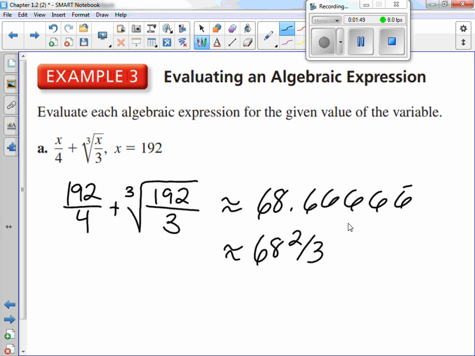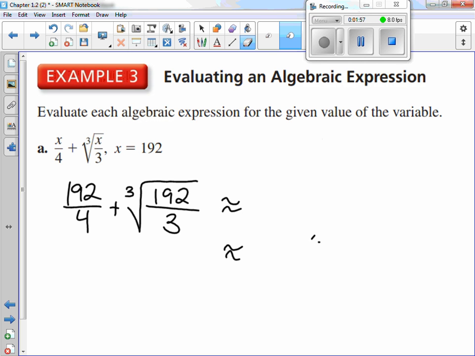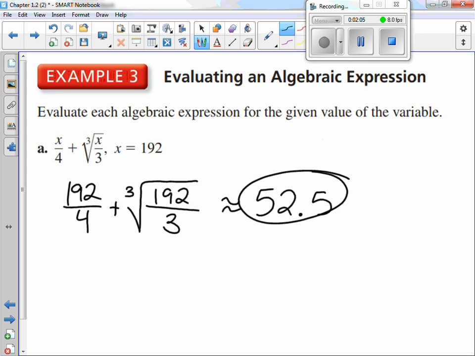Actually, I take that back. I just realized I plugged it in wrong, because you're probably saying, no, Mr. McClendon, that's not what you get. And you're right, because if I plug it in right, we'll get 52.5. We'll get a nice number. It's 52.5. That is our answer, because once we plug it in, that's what we get.